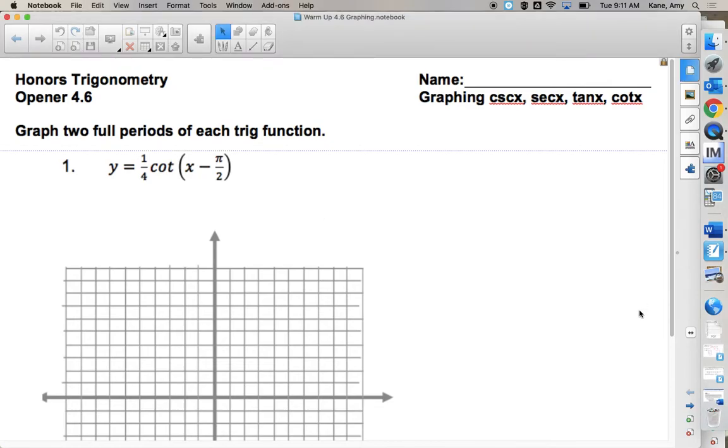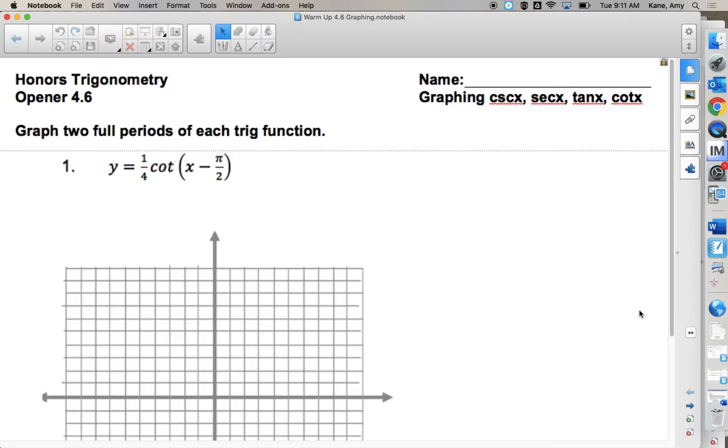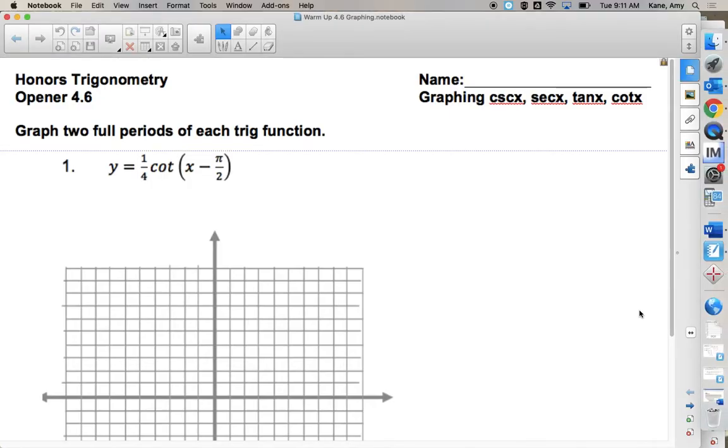So before we actually graph, let's talk about the letters up here, so we at least kind of know what they mean. The number in front of cotangent is very similar to number 14 from your homework. Number 27? 27, okay. So cotangent, A is 1/4.